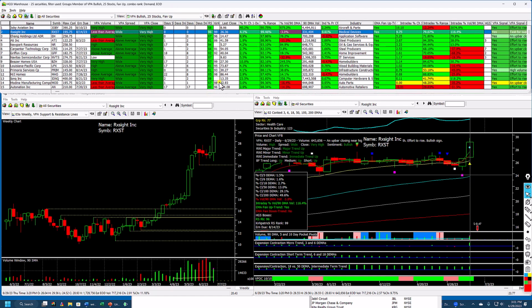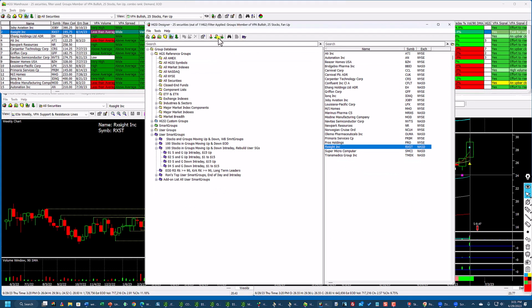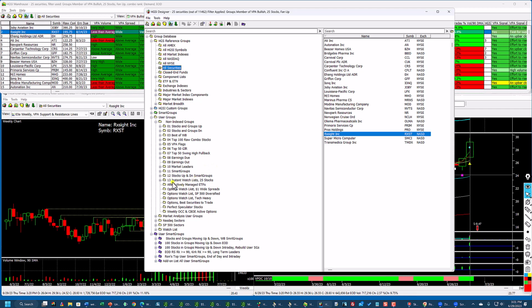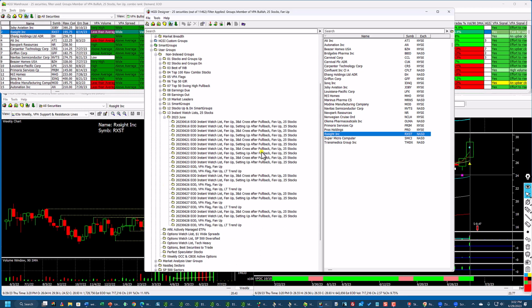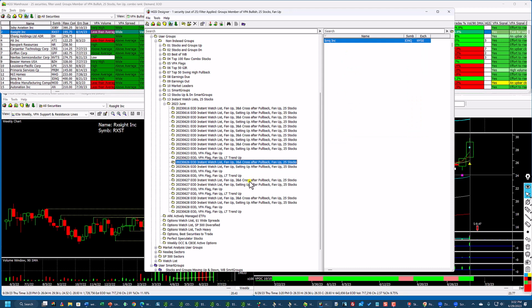Okay, I'm going to do one more thing before we leave. I want to show you that as I go into the designer, I'm going to use this right here, the group performance analysis. If you're an Insider Club member, I've been tracking these smart groups recently, and they're in the instant watch list. And I have June here. You can see there's a bunch of stuff in here. I'm going to go back to last Friday, which was the end of day watch list, fan up, 3 cross 6, and so on.